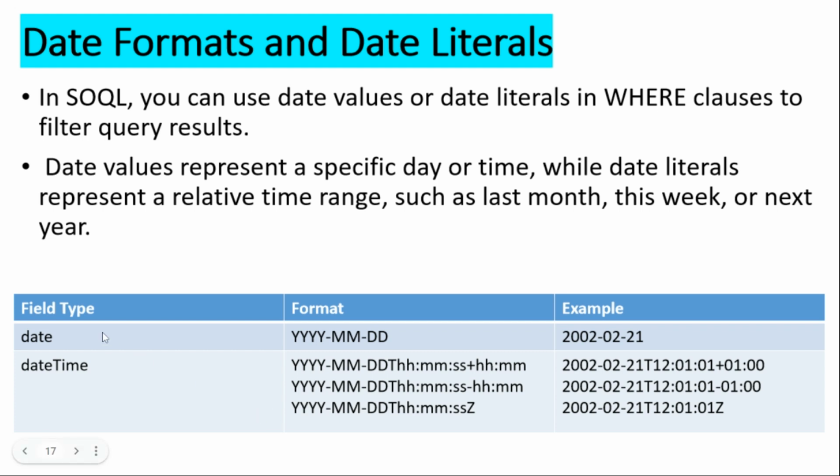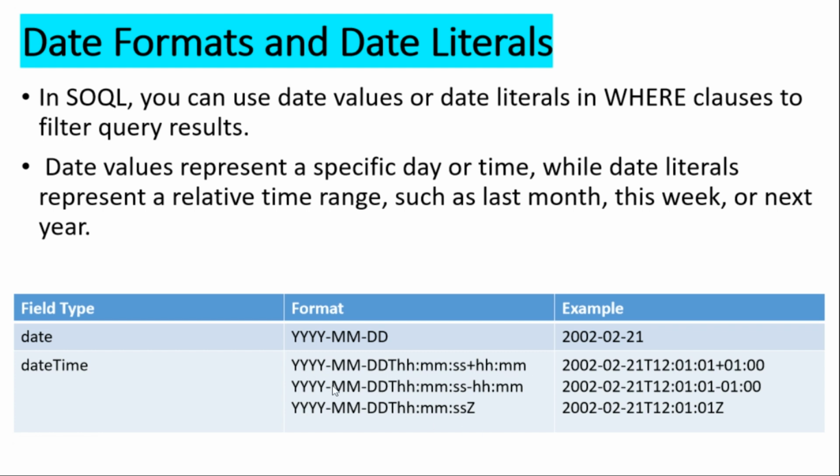In the table below, for the date and datetime fields, this is the format that you have to use, and this is an example value. For the date, Y represents year, M represents month, D represents day. For example, 2002-02-21. This one you have to assign to a date type field. For the datetime field, this is the format that you have to use.